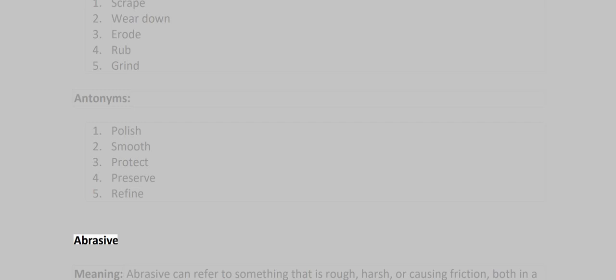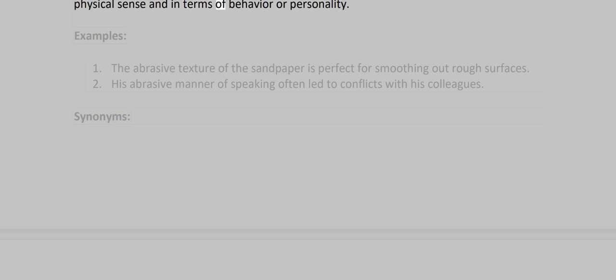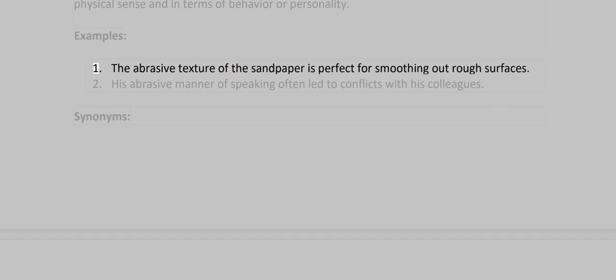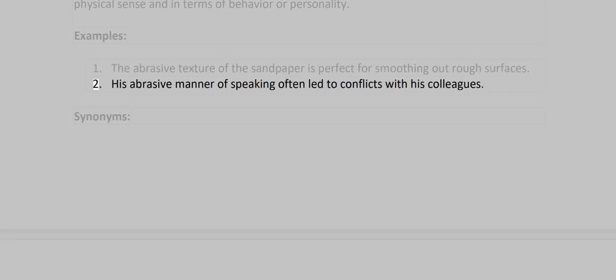Abrasive. Meaning, abrasive can refer to something that is rough, harsh, or causing friction, both in a physical sense and in terms of behavior or personality. Examples. 1. The abrasive texture of the sandpaper is perfect for smoothing out rough surfaces. 2. His abrasive manner of speaking often led to conflicts with his colleagues.